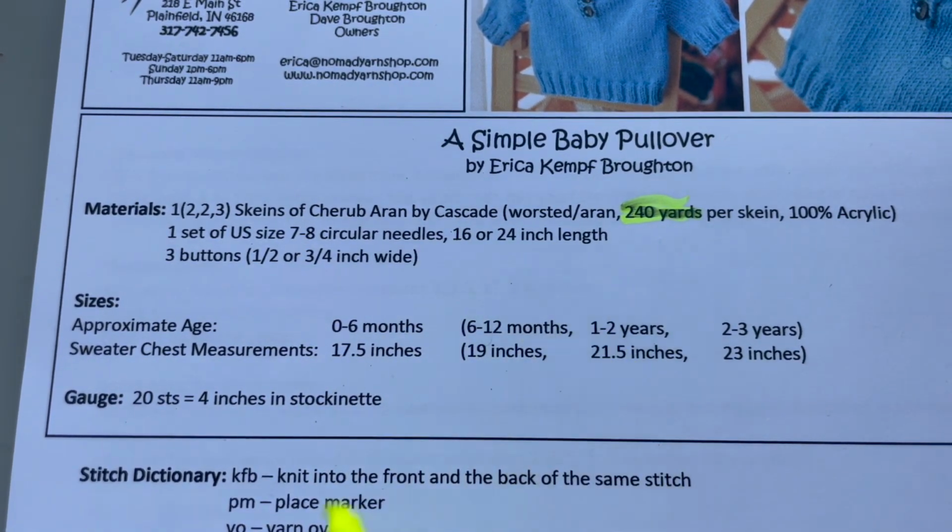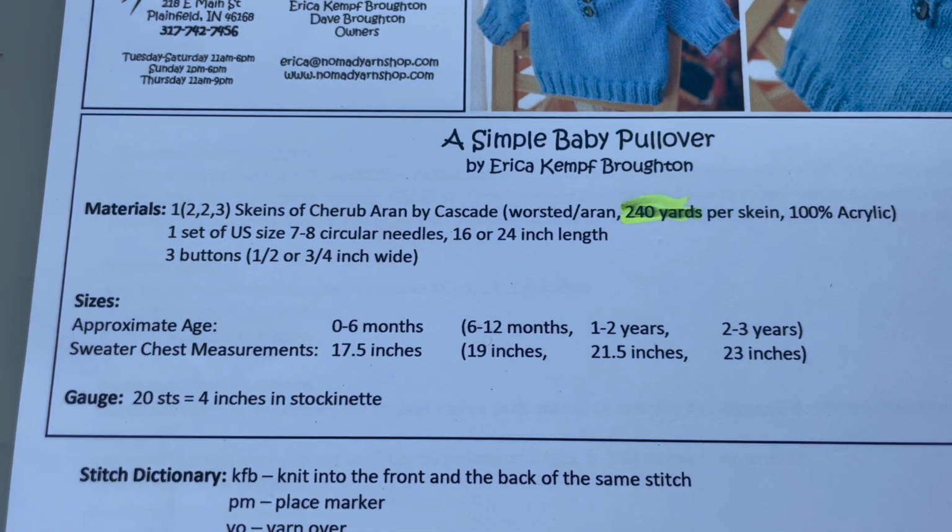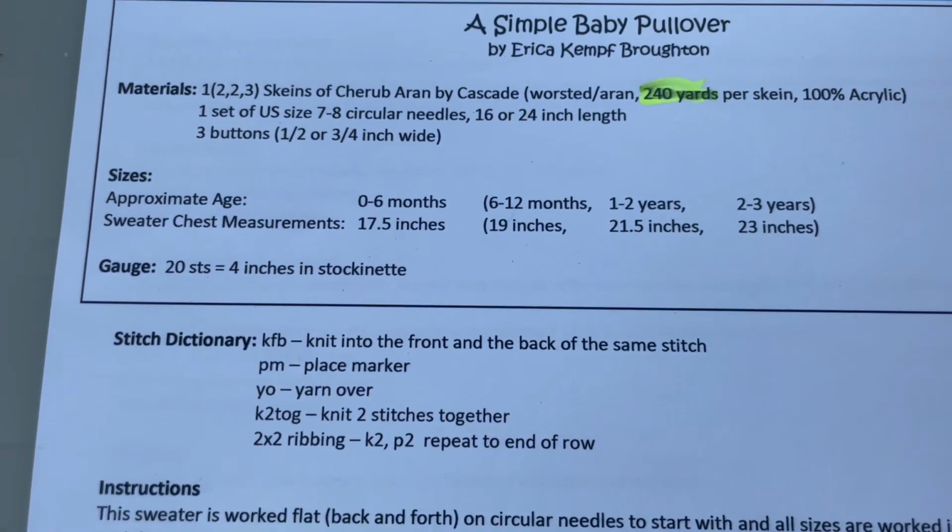And a 16 or 24 inch circular needle. And then you need 3 buttons, 1/2 to 3/4 inches. Okay, so that's the supplies you need. These are the sizes we have. There's your gauge. And then here's your stitch dictionary. So these are the stitches you'll need to know, and these are the abbreviations for the stitches that will be in this pattern.